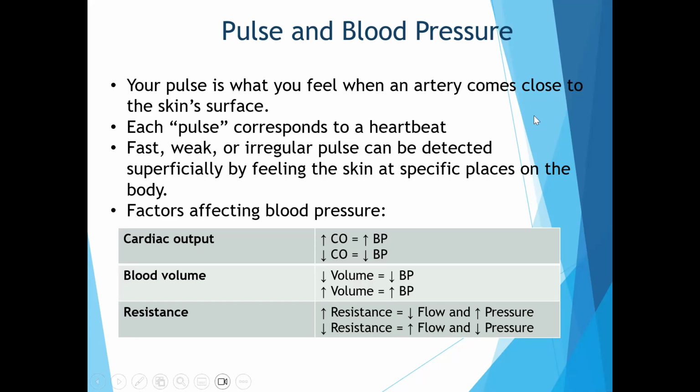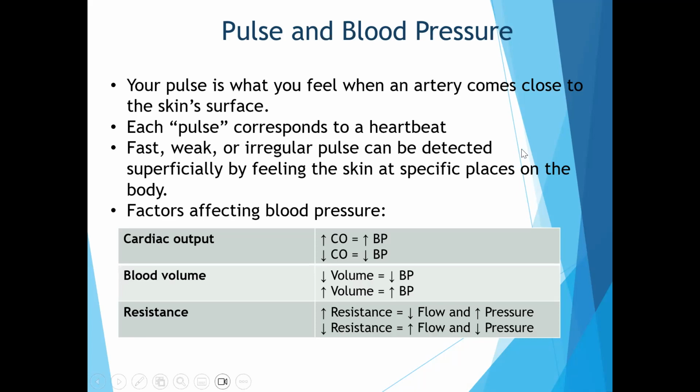Each pulse corresponds to your heartbeat. That's why we can track heart rate peripherally. We don't necessarily have to listen to the heart to get heart rate. We can make judgments based on whether the pulse is fast, weak, or irregular, meaning that instead of a steady bump, bump, bump, bump, you're getting an uneven rhythm. It should be a normal rhythm as well.